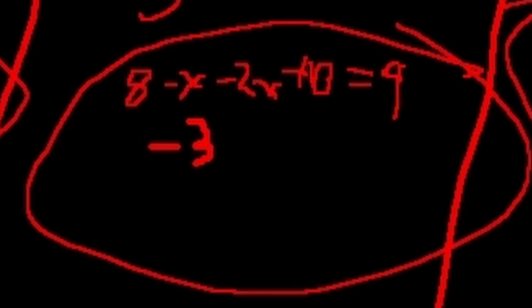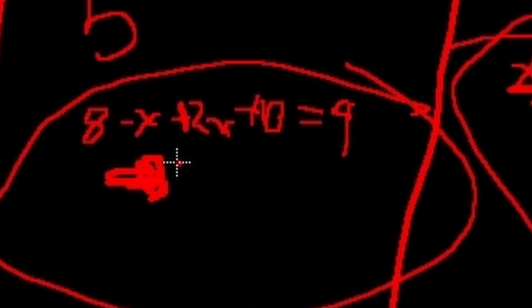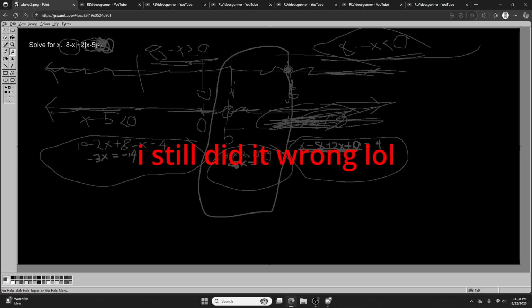I did something wrong. What did I do? This should be +2x. You lied to me. Past videos Gunner lied to me. I trusted him. Alright, now this is wrong, I guess. We're just gonna cross that out. We have x equals... Oh, more numbers. How do I handle this?